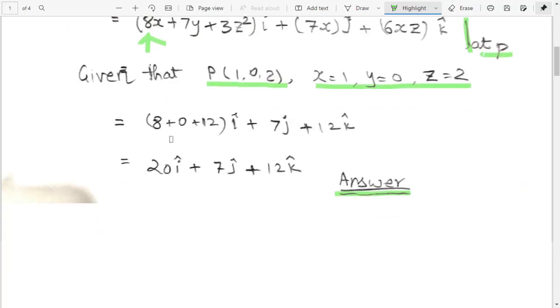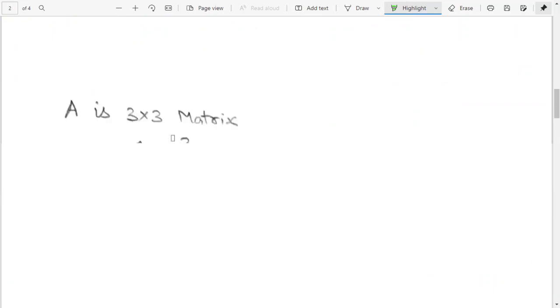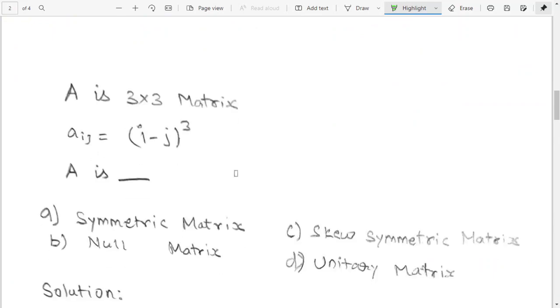Going ahead with the next question, they have mentioned a 3 by 3 matrix A, and they have given a function a_ij equal to (i minus j) raised to the power 3, the cube. You need to calculate the matrix A and find what type of matrix it is: symmetric matrix, skew symmetric matrix, null matrix or unitary matrix.